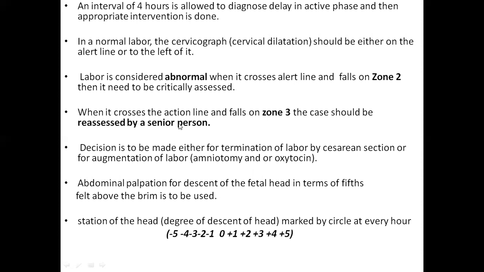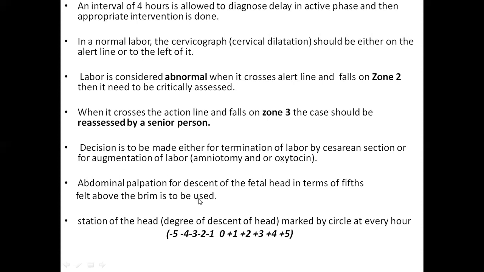When it crosses the action line and falls on zone 3, the case should be reassessed by a senior person, and a decision is to be made either for termination of labor by cesarean section or for augmentation of labor, that is by amniotomy and or oxytocin.